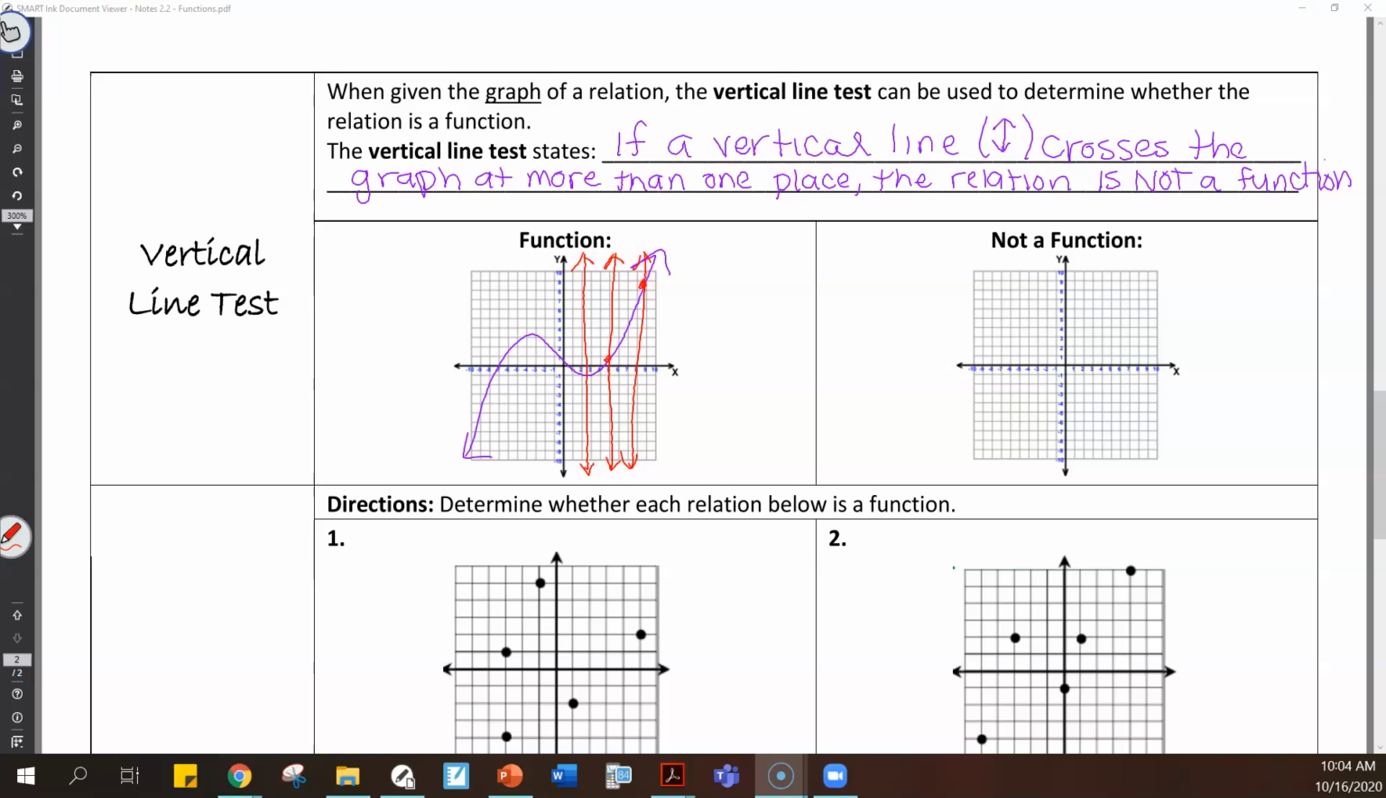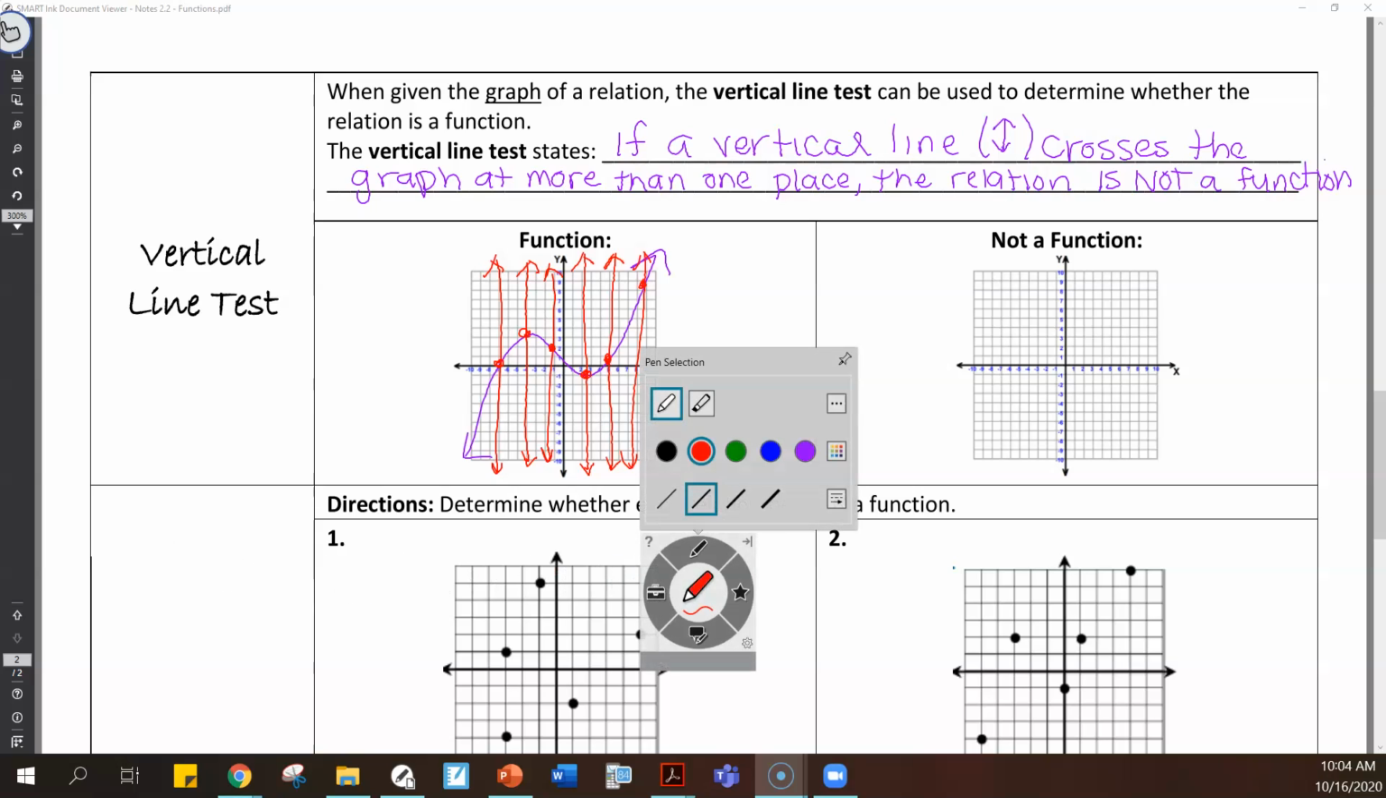This second line crosses right here and nowhere else. And as I continue along, I should find that it's only crossing in one place at a time. It's never touching the graph in more than one place. So I'm going to check it at all the possible points. And I find that this is a function because it only crosses ever at one place.